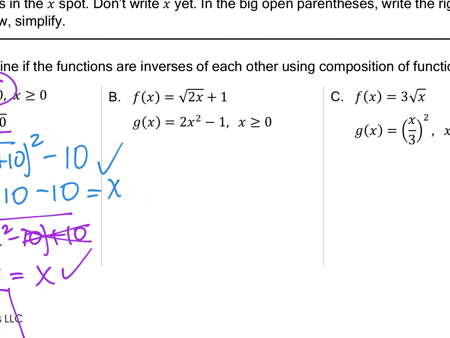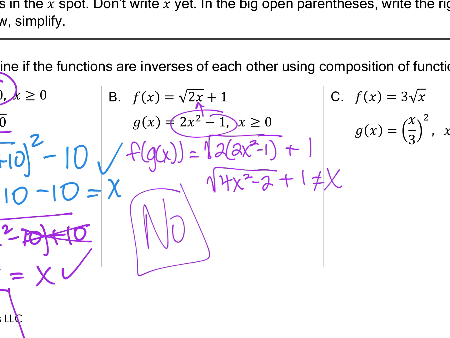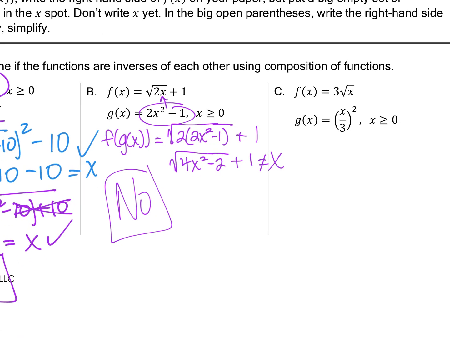If it gives you an x, that means they're inverses. So let's try another one. I'll take the g, plug it in here. So I have square root of 2 parentheses 2x squared minus 1, and then I have a plus 1. So underneath the square root is going to give me 4x squared minus 2. I know that is not going to give me an x for the final answer. So I know that that is not going to be inverses. They both have to equal x. That's not going to give me an x, so I know that I don't have to go any further.